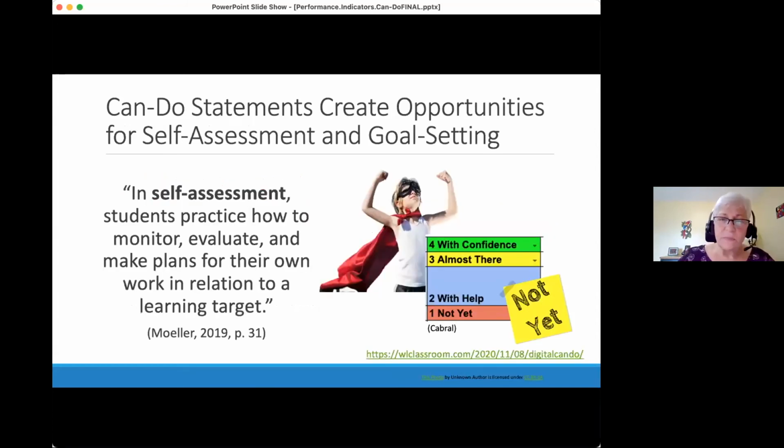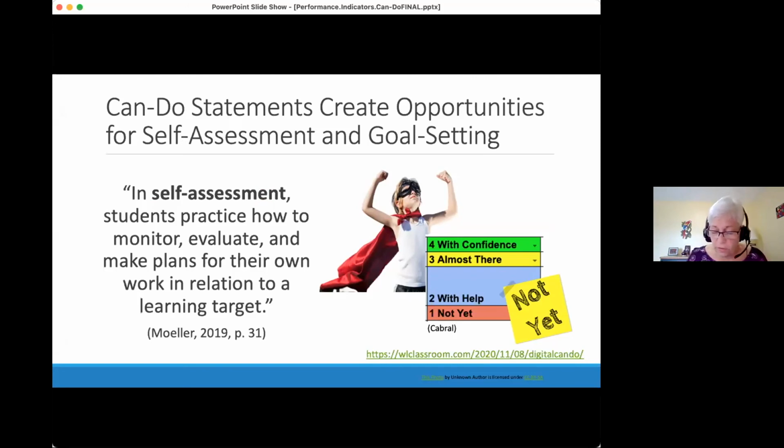The can-do statements create opportunities for our students' self-assessment and goal setting. Again, from Allie Moeller's work: in self-assessment, students practice how to monitor, evaluate, and make plans for their own work in relation to a learning target. And in the center of this image, I've included a piece from Joshua Cabral that shows that continuum from what the students cannot do yet to what they can do with help, think Vygotsky's zone of proximal development, to being almost there, to being able to do something with confidence.